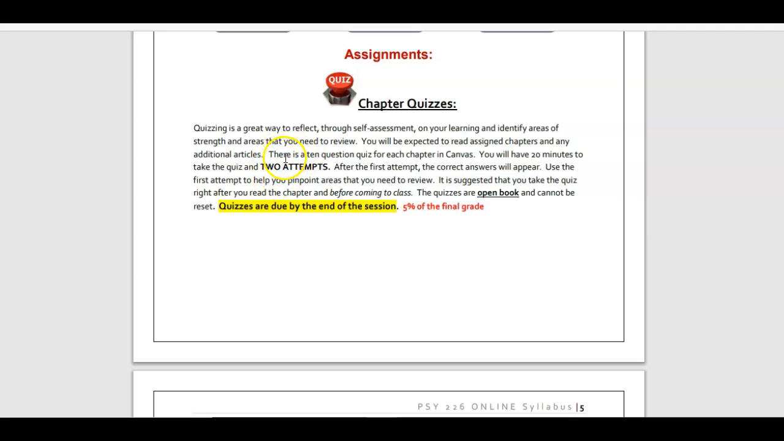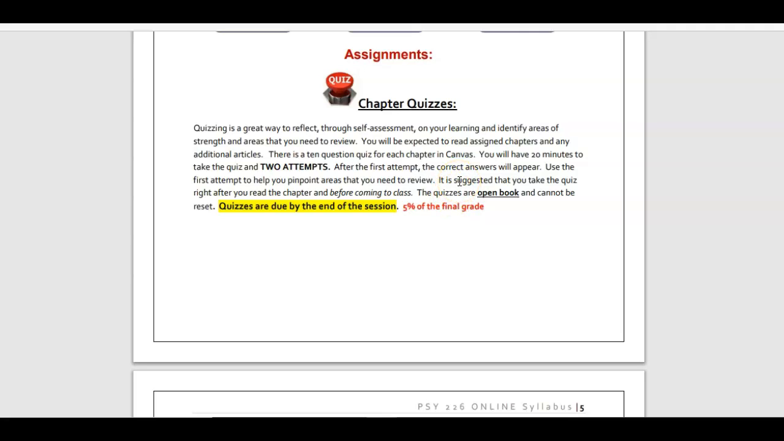So you'll get your first attempt, you'll take a look at what answers you got correct, and then you'll look at the answers you got incorrect. It's really important to go back and study those incorrect answers, and then using the correct answers, you can retake the quiz, and you should be getting a 10 out of 10. Now, quizzes are considered a low stakes assessment, 5% of the final grade, but it's still 5%. Okay. So you can keep up with your quizzes.